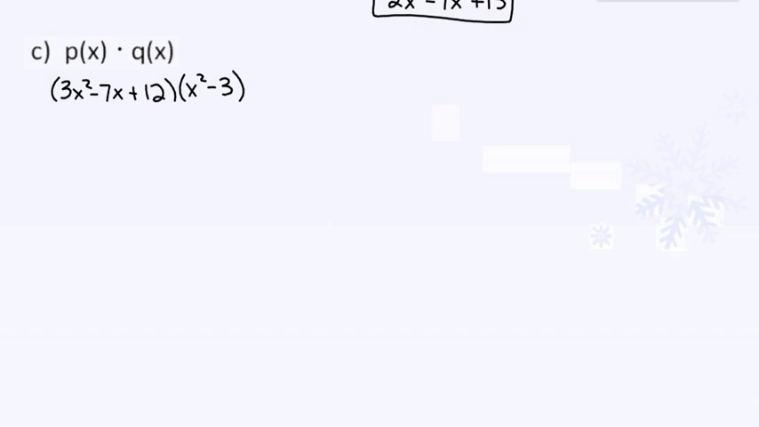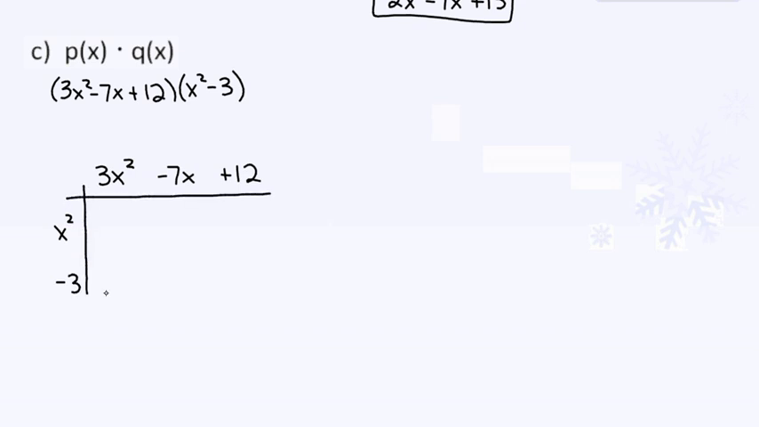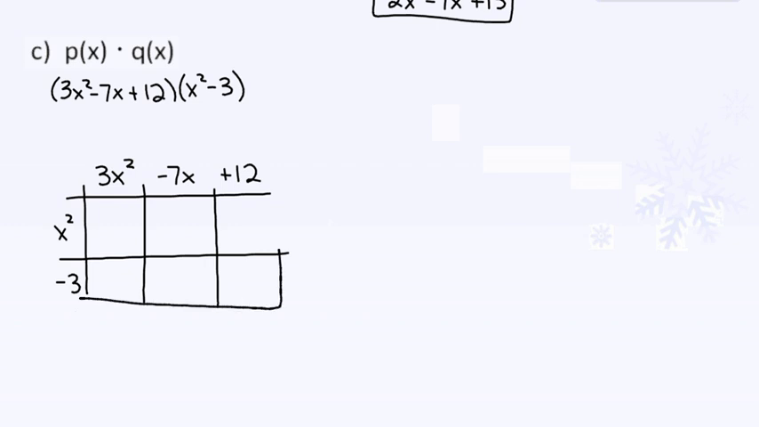You can do it kind of with a rectangle. So if you want to use a rectangle method, you're probably going to put the longer one across the top, although it doesn't matter. So we have 3x squared minus 7x and plus 12 across the top. And then down the side, we have x squared and minus 3. And then you can draw a box. We might call it the box method, the rectangle method, whatever. I think it's probably called the box method more often. You can finish off the boxes if you want. You don't have to have little ends hanging off like I do.